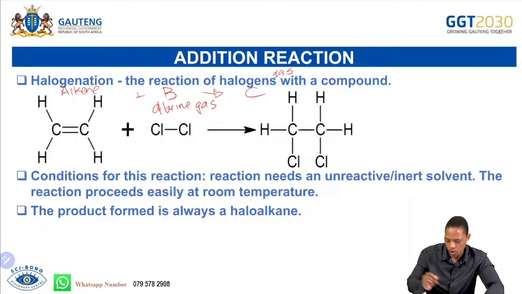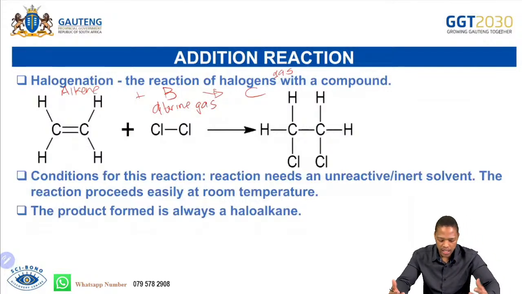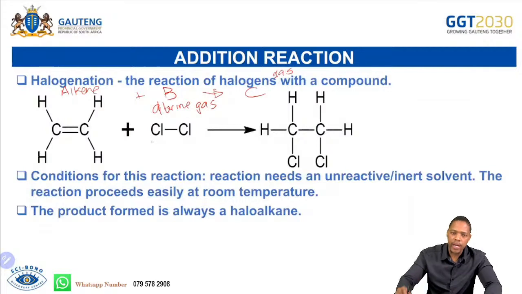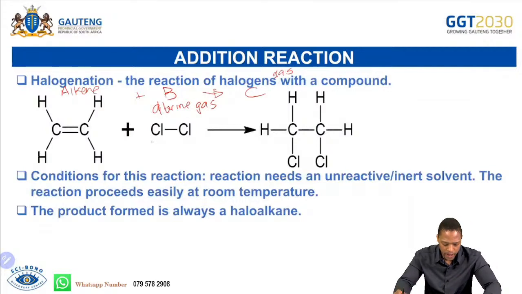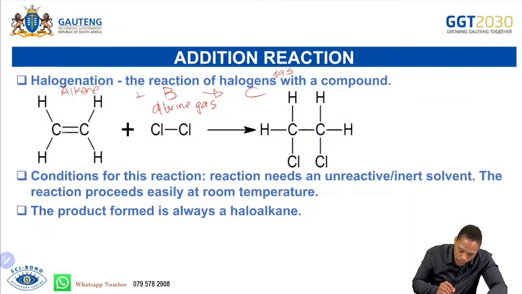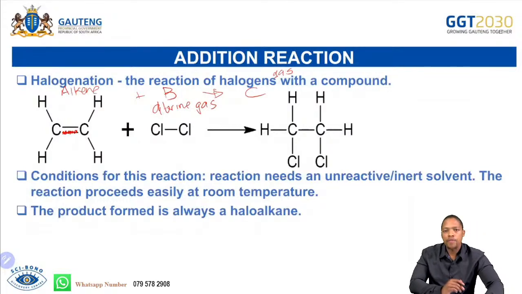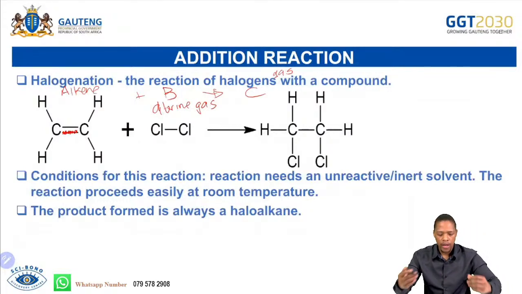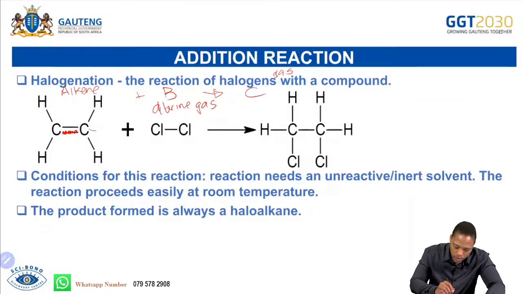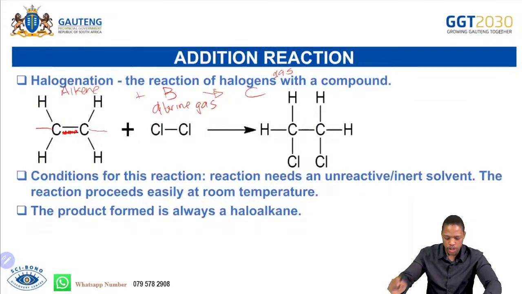because you should also know it in words. Sometimes they'll say write it in words. So this is chlorine gas. So chlorine gas is being added here. So what is going to happen here, Grade 12? Again, the double bond will be broken. So this double bond will be broken. The double bond gets broken. It is going to attach itself to the carbons.